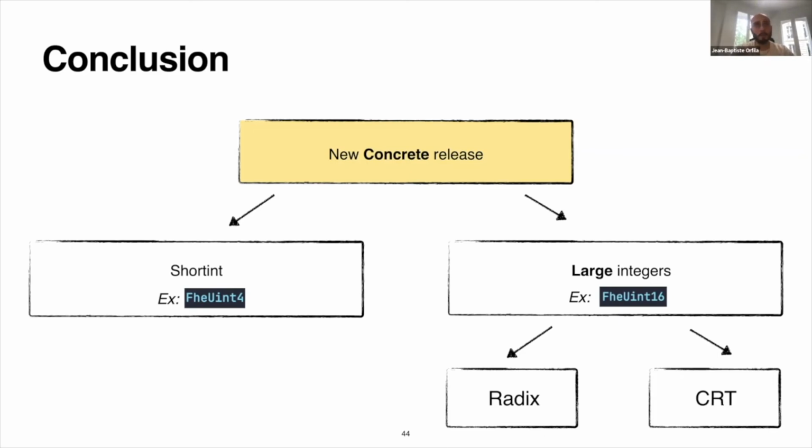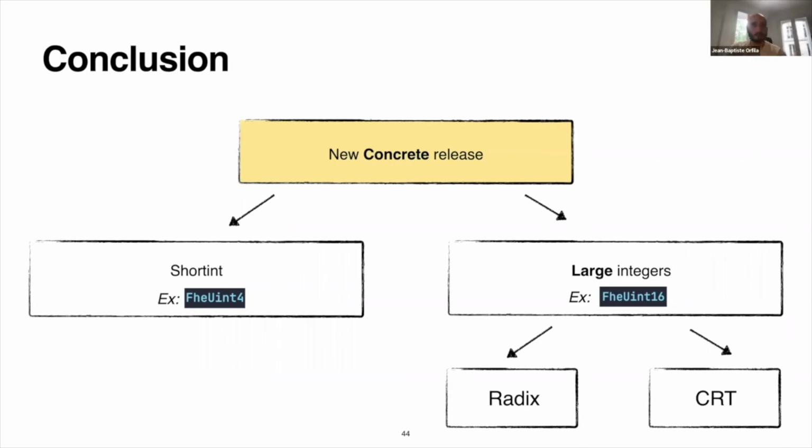At the moment, in the real Concrete, only the Radix is implemented, but we are working on implementing the CRT into Concrete. This needs a little bit of work because we need to choose the best possible representation to have the fastest way to compute. We want to give the user the simplicity we already have now, and we don't want the user to have to choose between the two representations. So this is ongoing work.